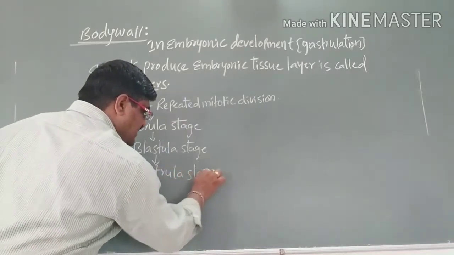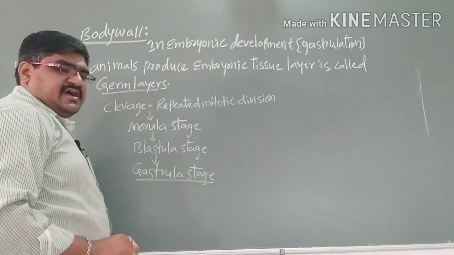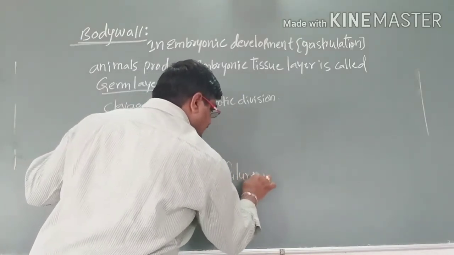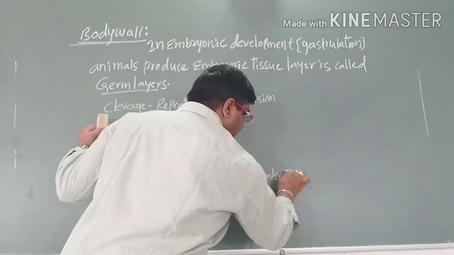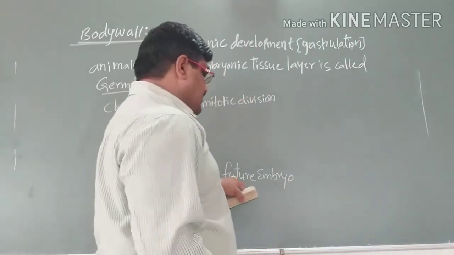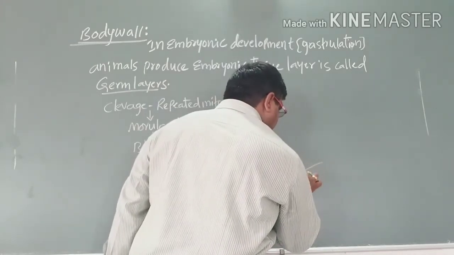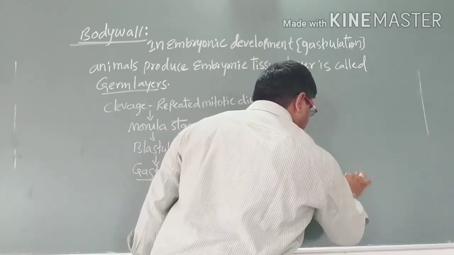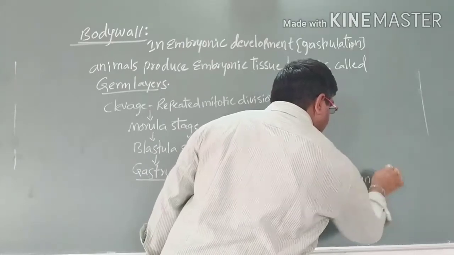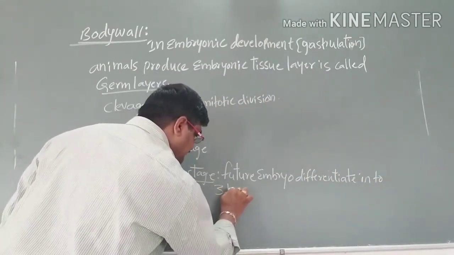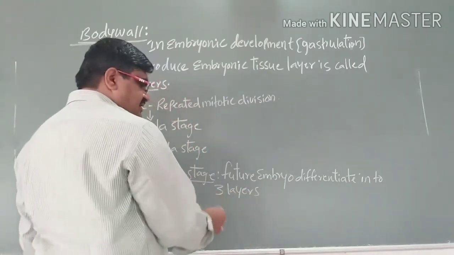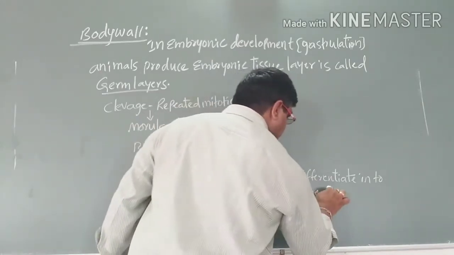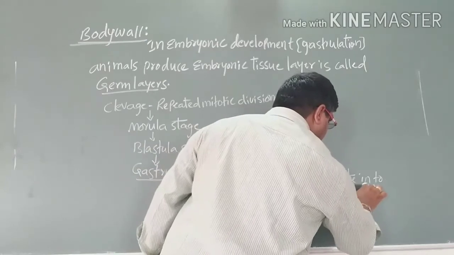This gastrula stage is produced, and the future embryo is differentiated into 3 layers, where the 3 layers produce the organs and organ systems.